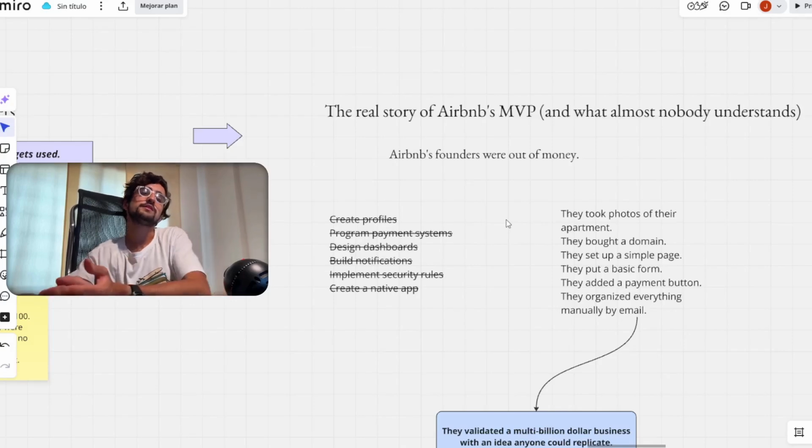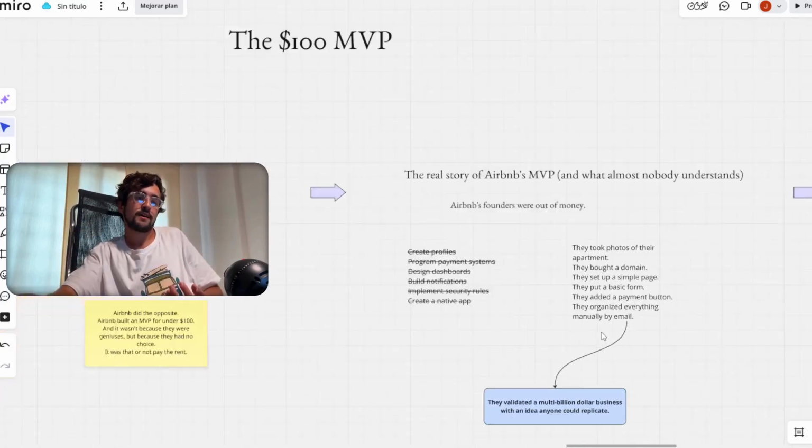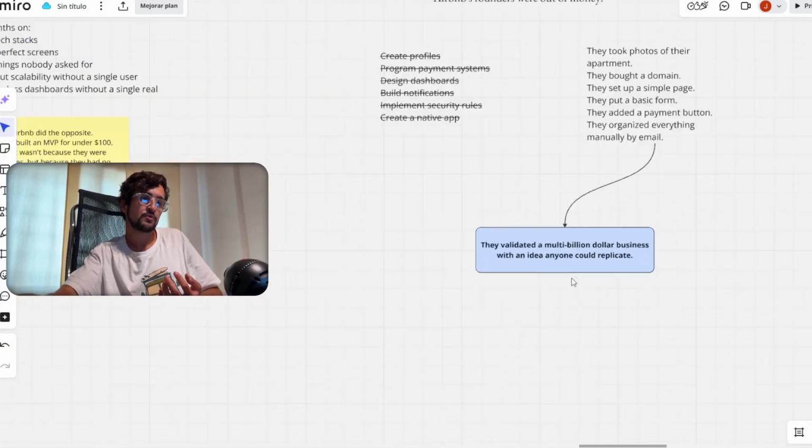What they did was take photos of their apartment. They bought a domain. They set up a simple page. They put a basic form. They added a payment button. They organized everything manually by email. So, serious simplicity here. And finally, they were able to validate a multi-billion-dollar business with an idea anyone could replicate.